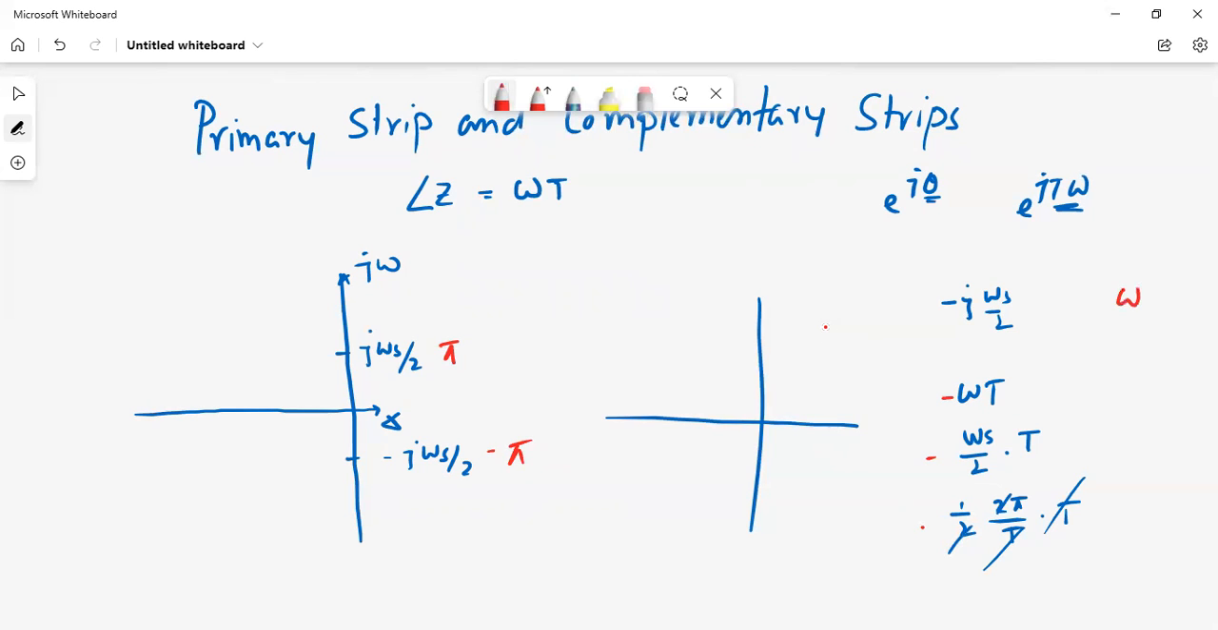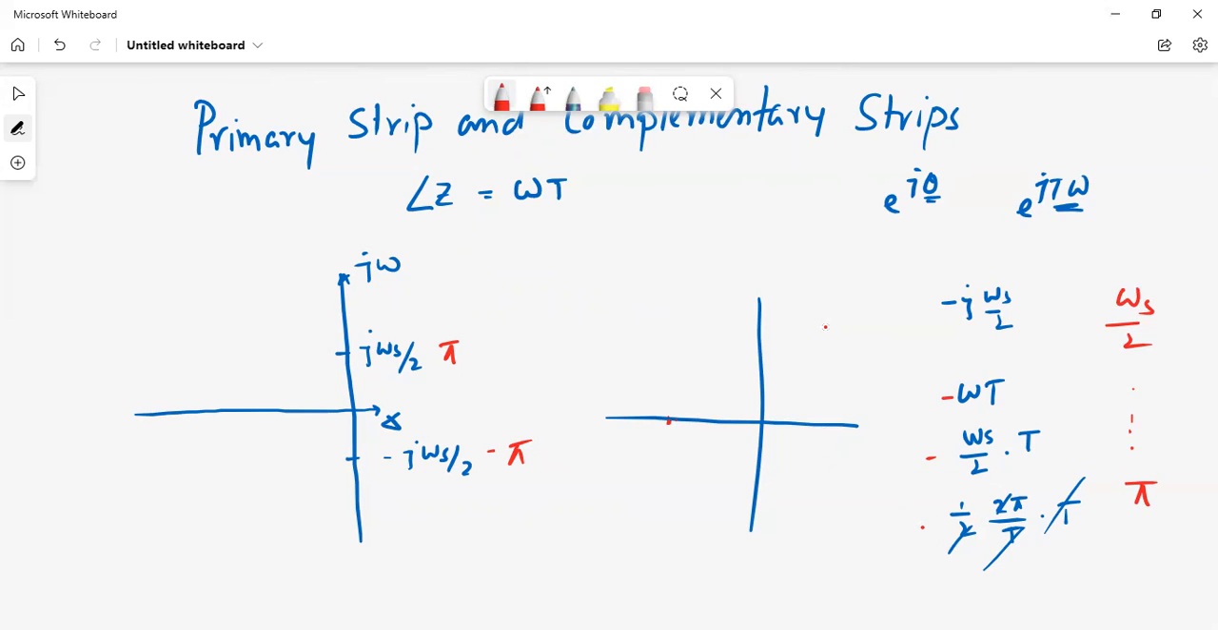Similarly, for omega s by 2, since the magnitude is the same, it will also be the same procedure, and what you're going to get is pi. So minus pi to pi, this is what we get. So basically minus pi is somewhere here, and pi is also somewhere here. So from minus pi to pi, there is a change.